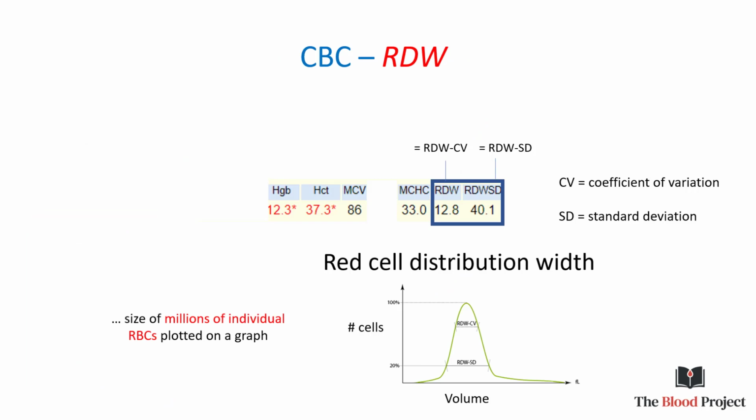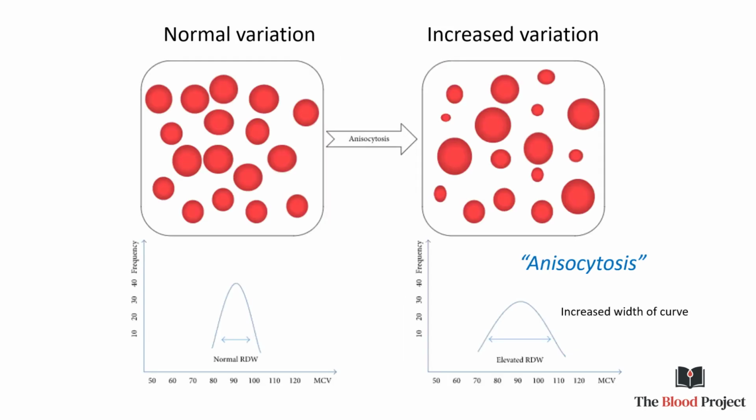Now we come to a parameter that's less well understood, the red cell distribution width, or the RDW. In this measurement, the size, or volume, of millions of individual red cells are plotted on a graph. In normal situations, the graph follows a bell-shaped curve with normal variation generated by biological noise around the mean, or mean cell volume. The RDW expresses the width of this variation.